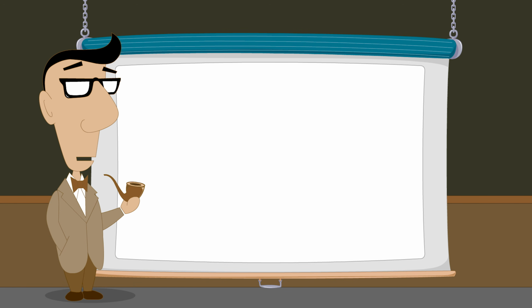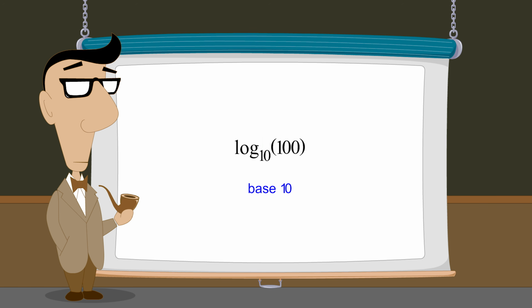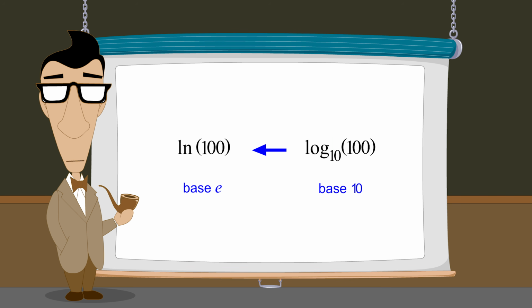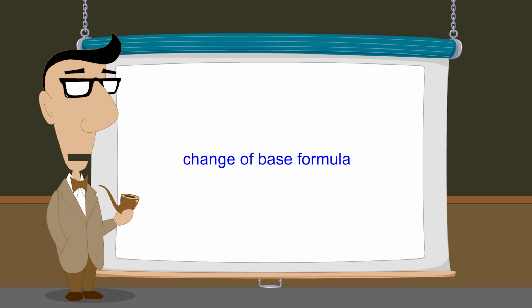In some cases, we may know the log of a number, but we would like to know the log of that number with a different base. For example, let's say we know the base 10 log of some number, and we would like to find the base e log of that number. In the next lecture, we will introduce the change of base formula and see how to use this formula to convert the base of any logarithm to a different base.